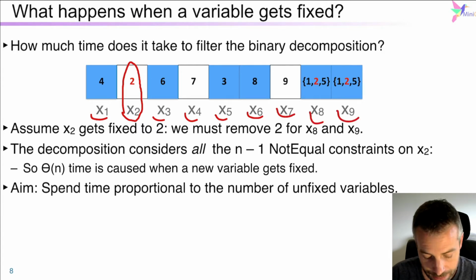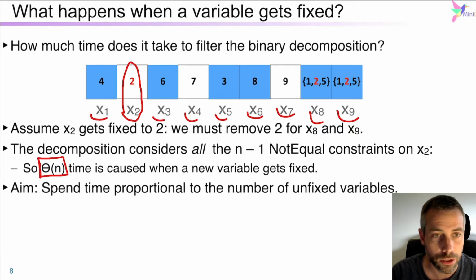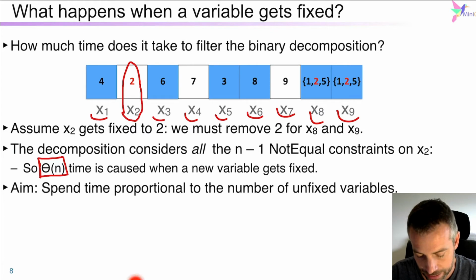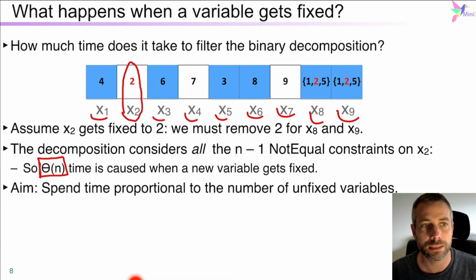And it takes theta of n time complexity to scan them all, just to realize that maybe it was not so useful, because since x3 was already fixed, clearly it's impossible to remove the value 2 from this variable, okay? But still, we have spent a time that is proportional to the number of variables in the constraint, and what we would like to pay is a time proportional to the number of unfixed variables.